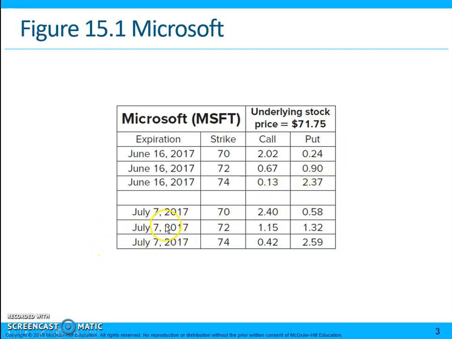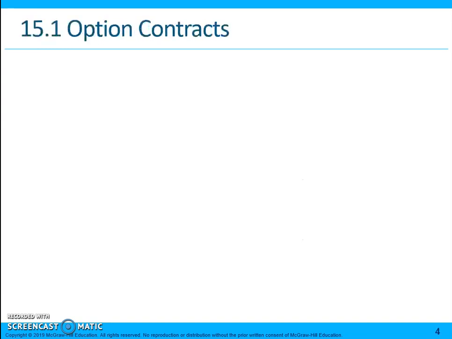If you go down to the July 7th option, note that the option premiums go up for all the scenarios. The reason is that there's a greater time value of that option. The fact that you have three more weeks gives you a greater opportunity, or makes it more likely, that the option at some point will be in the money. So that's why the time value increases.